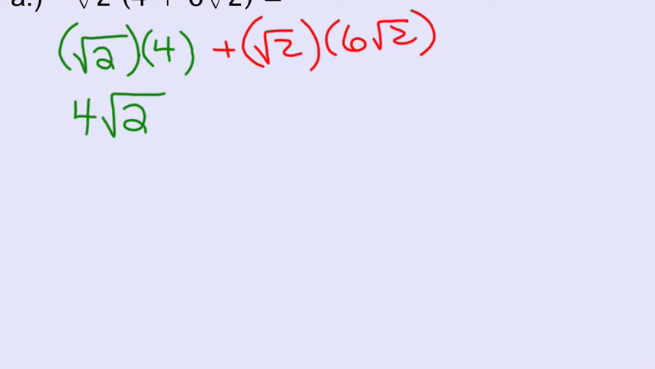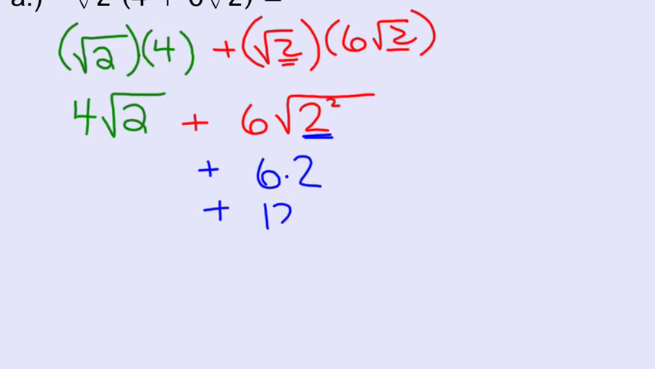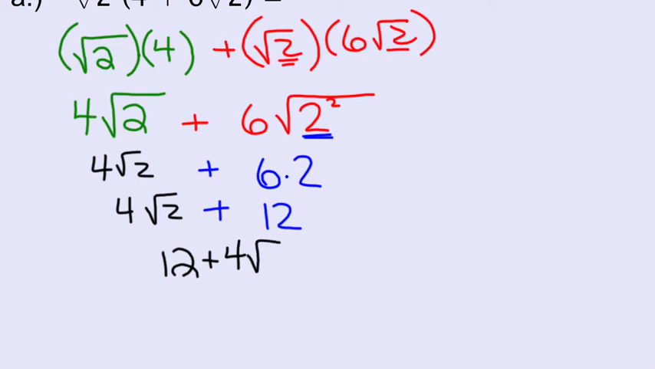Now let's head over to the red. Outside stuff is the 6. Inside stuff is the square root of 2 and square root of 2, which is 2 squared. So now you can break down or simplify that square root of 2 squared, which is 2. So 6 times 2 is 12. Can't do anything with this 4 square roots of 2. So I like to write my 12 first, then my 4 square roots of 2.